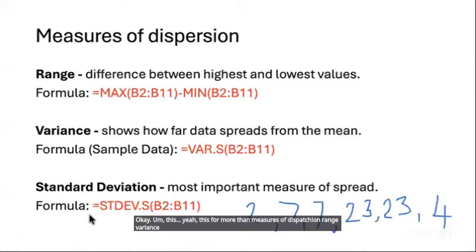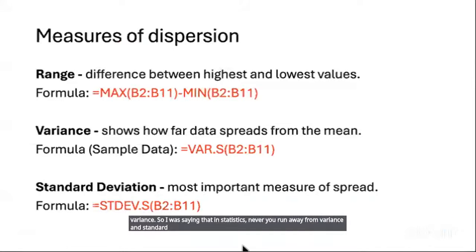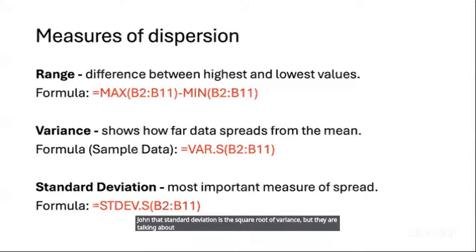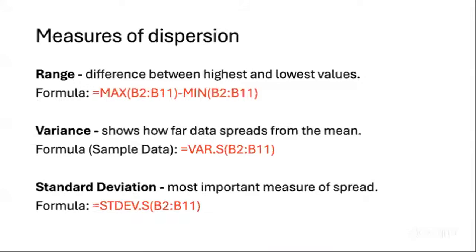I was saying that in statistics, you never run away from variance and standard deviation. They are the same, just that standard deviation is the square root of variance, but they are talking about the same thing. What are they talking about? They are quantifying how far or close individual data points are to the mean.